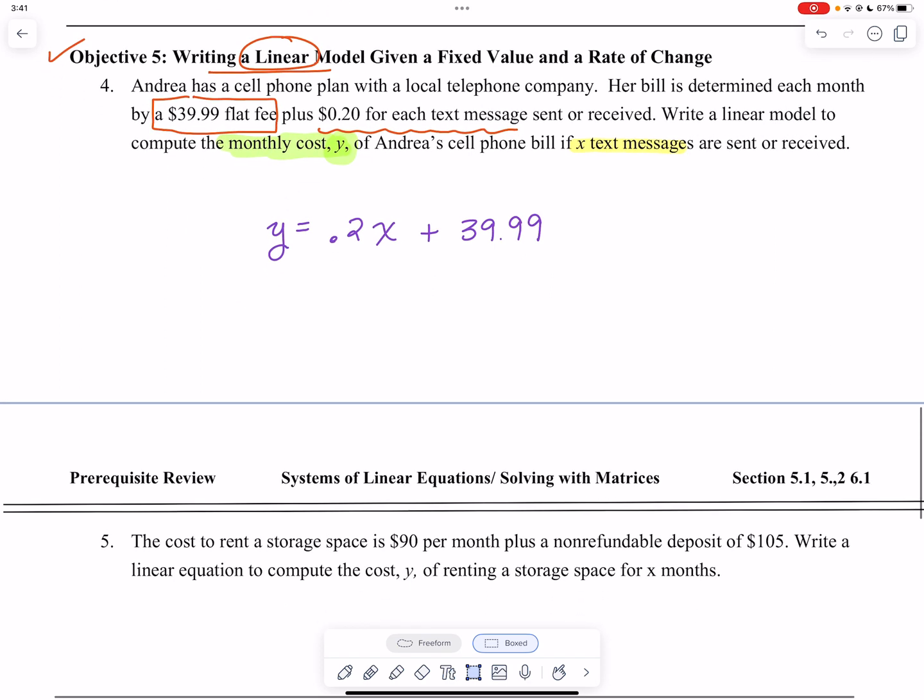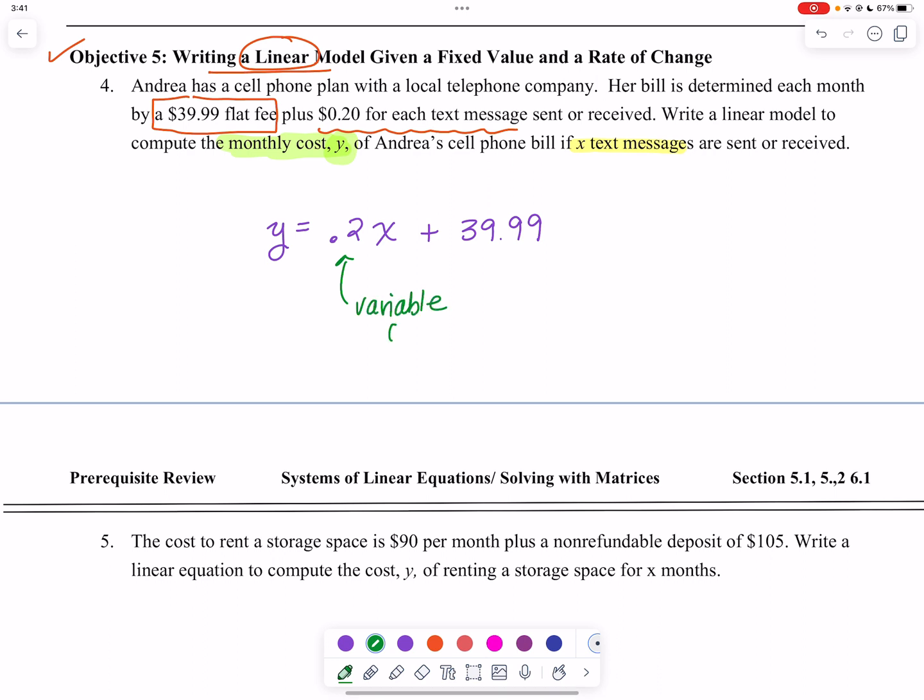Okay, and I'll go ahead and mark this. This is the variable cost, or the rate that's changing, and here is the fixed value. And I might even write rate of change, because that's just like our slope.